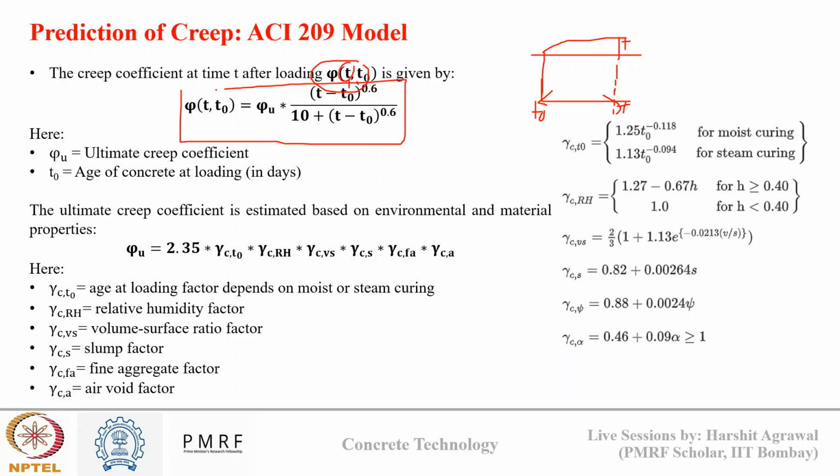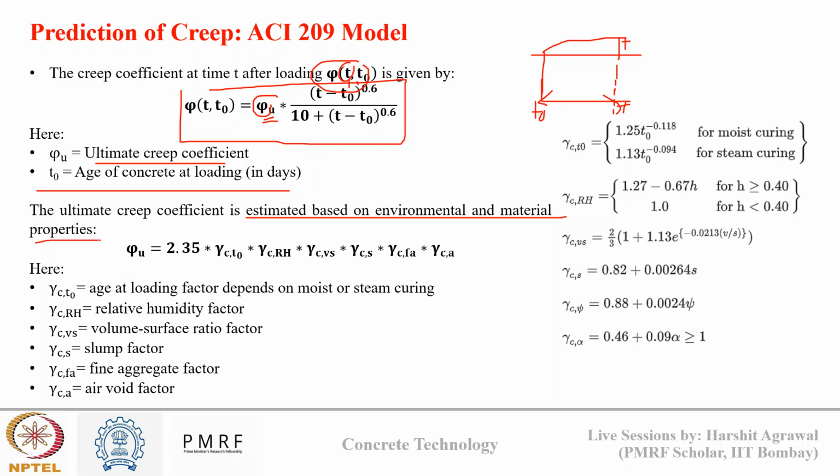So phi(t, t naught) is equal to phi u times (t minus t naught) to the power 0.6 upon 10 plus (t minus t naught) to the power 0.6. Here phi u is the ultimate creep coefficient and t naught is the age of concrete at loading, the age of concrete at which the loading was applied. Now, what is this ultimate creep coefficient? It is estimated based on the environmental and material properties.